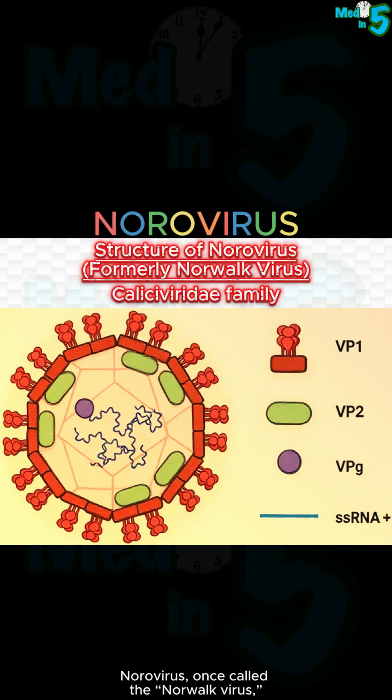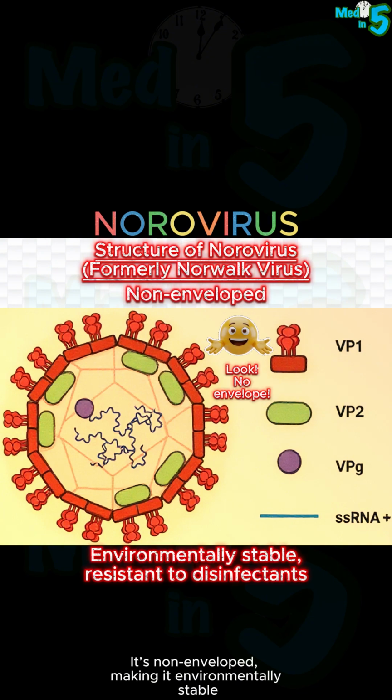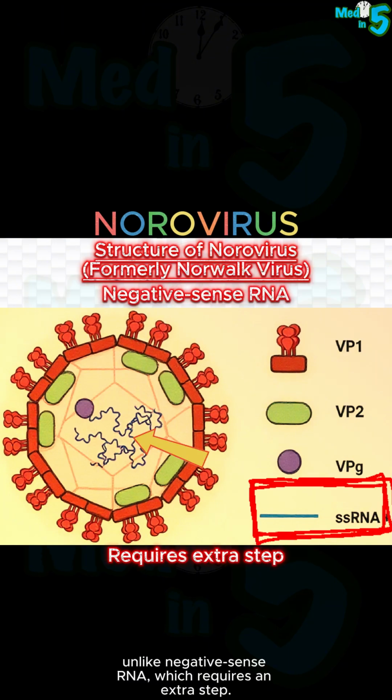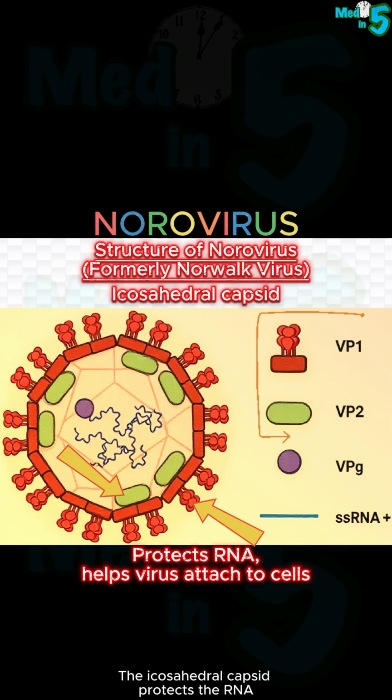Norovirus, once called the Norwalk virus, belongs to the Calliciviridae family. It's non-enveloped, making it environmentally stable and resistant to disinfectants. Its positive sense single-stranded RNA genome allows rapid replication inside host cells, unlike negative sense RNA, which requires an extra step. The icosahedral capsid protects the RNA and helps the virus attach to cells.